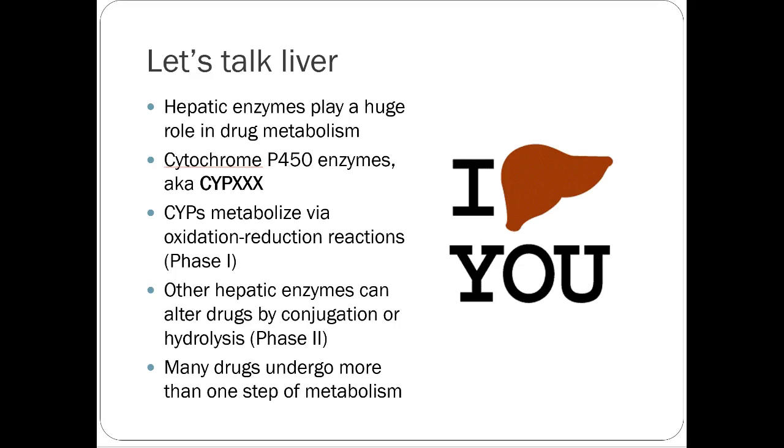So CYPs metabolize via oxidation reduction. They're also called phase 1 enzymes. There's some other hepatic enzymes that alter by conjugation or hydrolysis. That's phase 2. A lot of drugs do undergo multiple steps. So they might undergo oxidation reduction via the CYP system and then go into another system, and then finally they get excreted out once they've been altered beyond recognition.